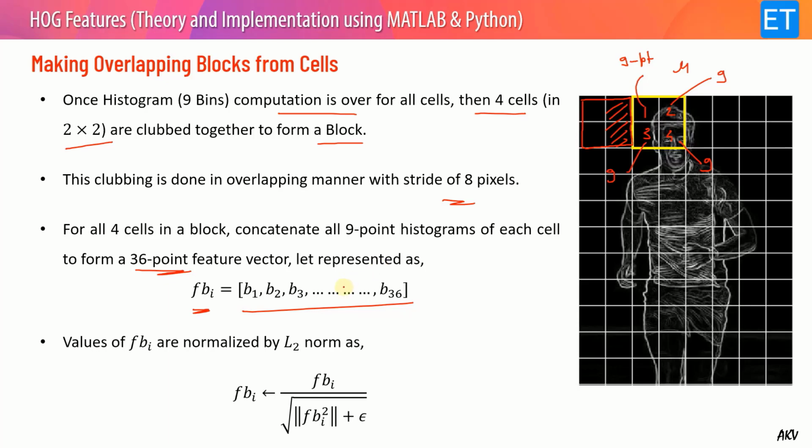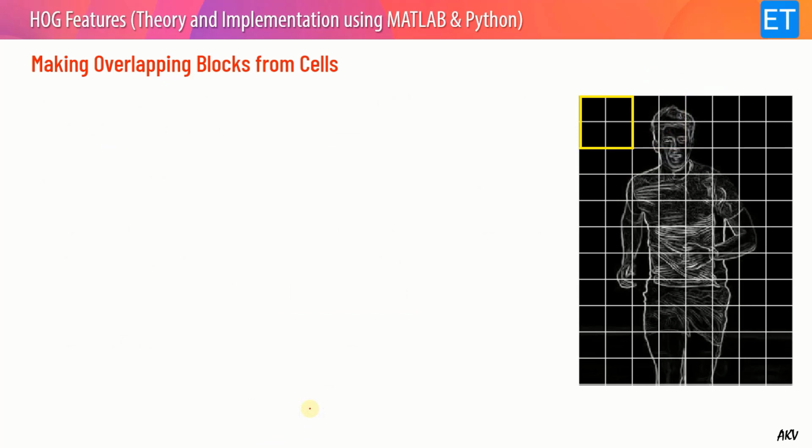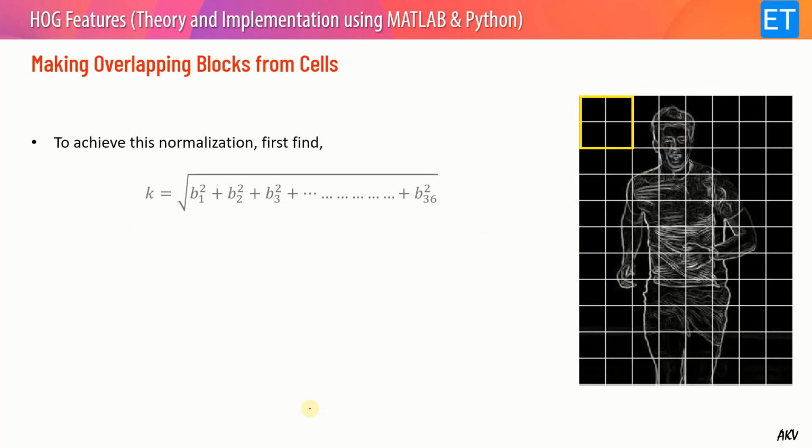Once it is done, we will normalize its value by this equation. Here you can see that all values of this feature vector are divided by this L2 norm, and epsilon is a small number taken to avoid divide by 0 for non-gradient blocks. To achieve this normalization, first we have to find this number k, which is simply obtained by squaring, adding, and then taking the square root of all these 36 values. Once this k is found, we simply divide all the values of these histograms by this k.